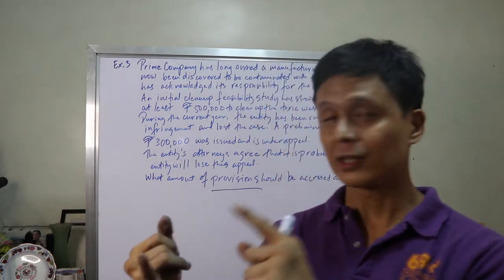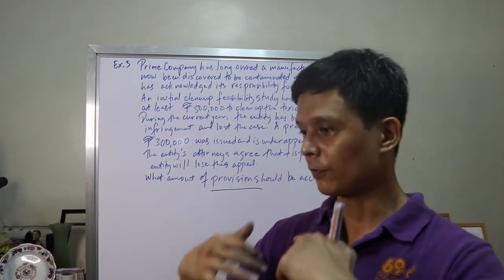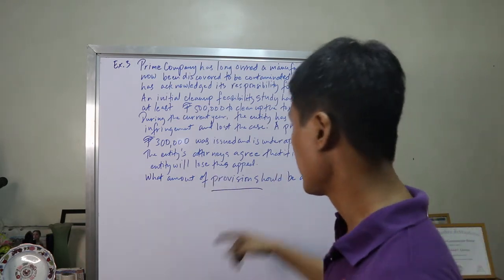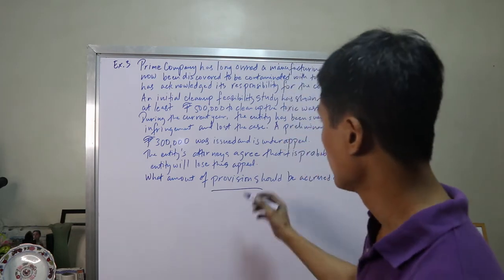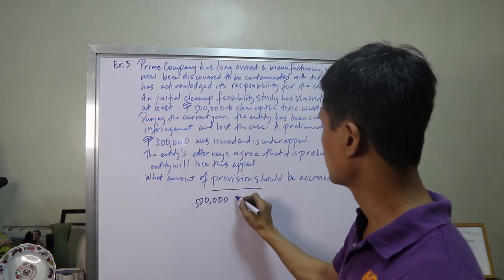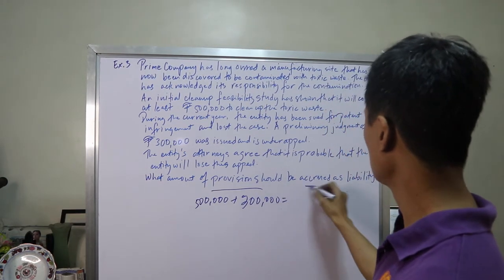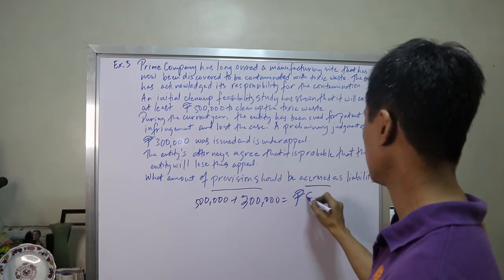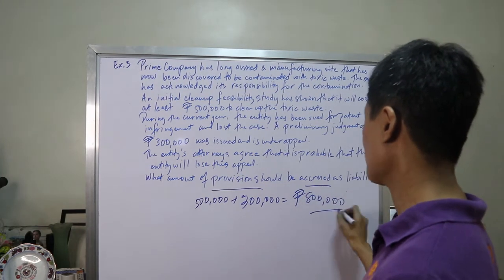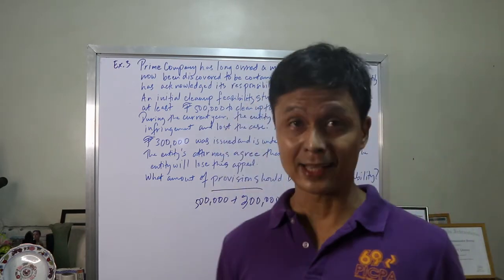So ano na yung number 3? There's a present obligation, tapos there's an outflow of economic benefits and yung measurable, no? So 500 plus 300,000 equals magkano yung i-accrue as liability? This is 800,000. Yan. So yan, baka nag-isip ka pa kung anong gagawin. So inadd lang natin yung 500 plus 300.